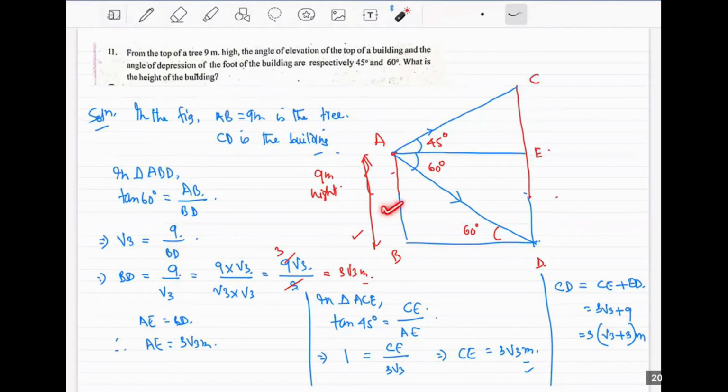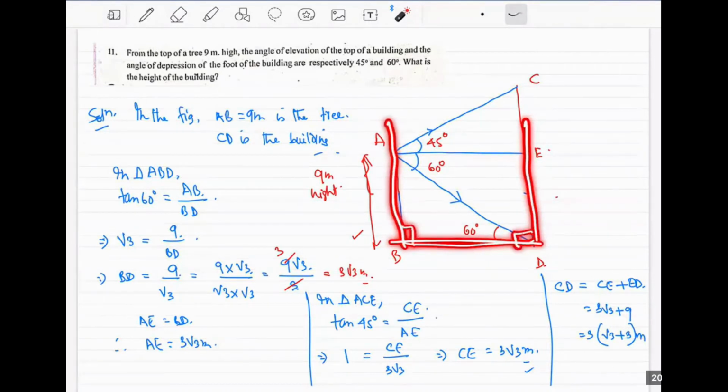When you have trees and buildings, they are not built like this, right? Or trees, they don't usually grow like this, right? They are supposed to be upright. So if this is the ground, then the building is perpendicular, the tree is also perpendicular. All right, that means when you join this, what we are getting is a rectangle.